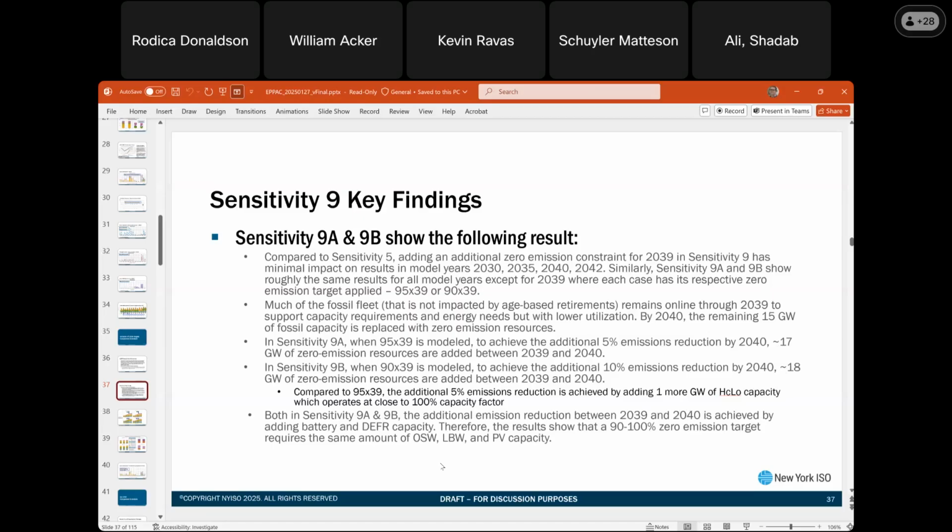In both cases, the additional emissions reduction between 2039 and 2040 is achieved by adding battery and defer capacity. What this means is that the results are showing that a 90% or 100% emission target requires the same amount of offshore wind, land-based wind, and PV capacity. So you're primarily looking at the same amount of renewables, but with an additional amount of battery and defer capacity.